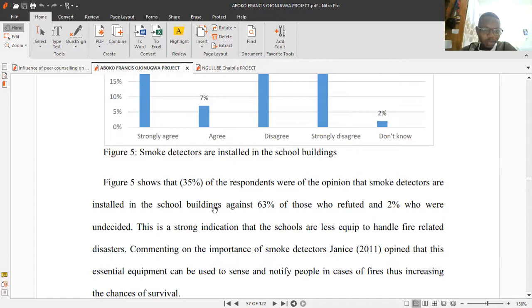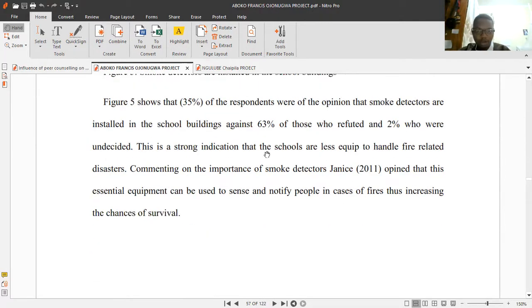Never forget to put these things. Whatever is here, you put them down here, and then you do your comment. Put them down, and this is a strong indication that the schools are less equipped to handle fire-related disasters. Commenting on the importance of smoke detectors, Janisio opened that this essential equipment can be used to sense and notify people in case of fires, thus increasing the chances of survival.